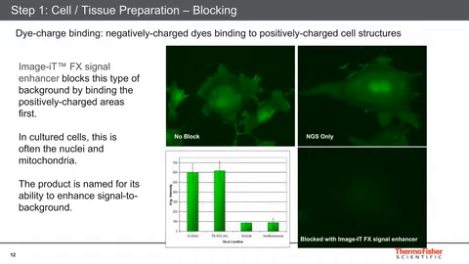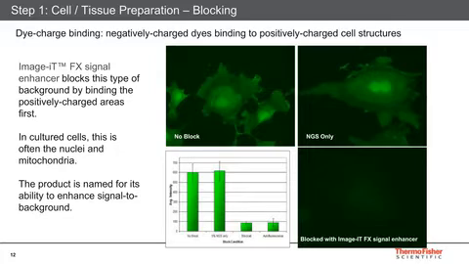Now, one type of blocking that people don't tend to realize that they need is due to dye charge. Most dyes have a negative charge on them. And because they are negatively charged, they're attracted to the positively charged areas on the cells or tissue. On cells, that's usually nuclei and mitochondria. On tissue, that can be, for instance, white matter in brain sections. There is a solution called the ImageFX signal enhancer that will block those positively charged areas, and therefore the negatively charged dyes won't bind to it.